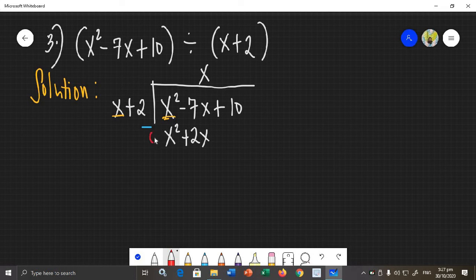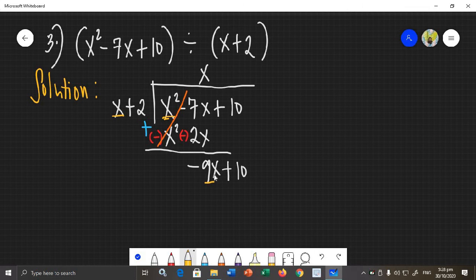So x squared will be negative x squared, positive 2x will become negative also 2x. And then the operation will also change to addition. Now, we can now add, no? X squared plus negative x squared, that will be cancelled. And then negative 7x plus negative 2x, the answer is negative 9x. Okay? And then we should bring down positive 10 or plus 10. And then repeat the process.